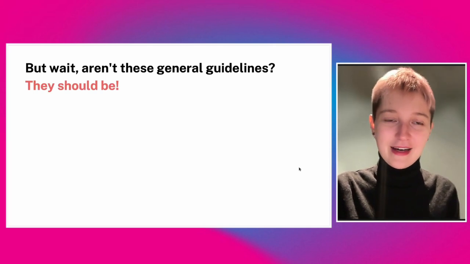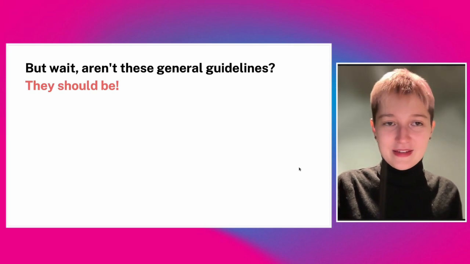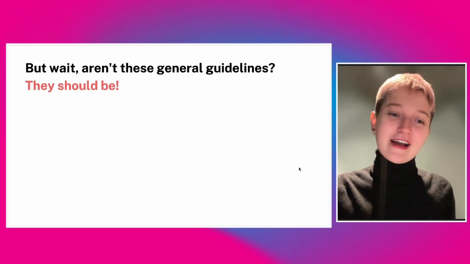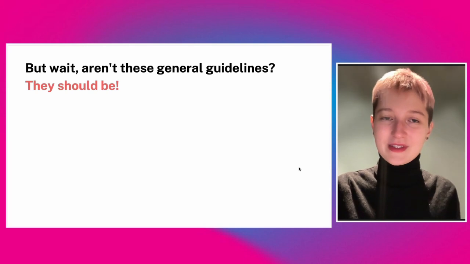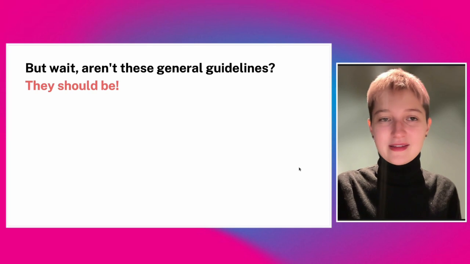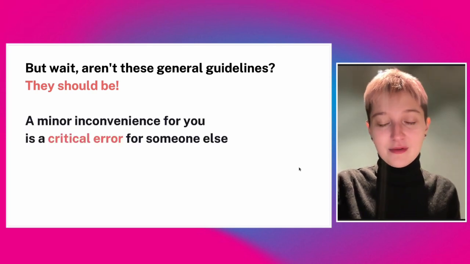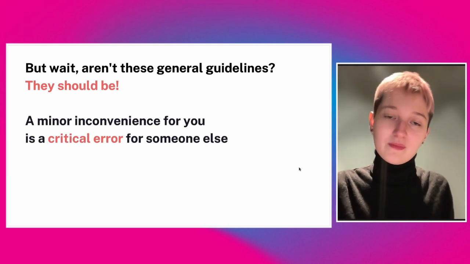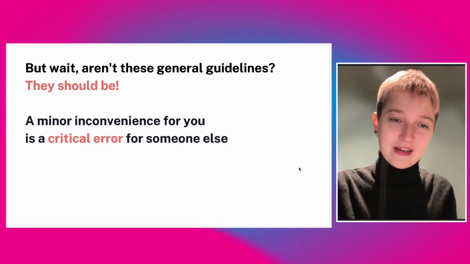This is the whole idea behind considering neurodiversity in design. This is why we're doing this, because if we make things friendly for people who fall on the neurodiversity spectrum, people who are considered neuroatypical, we also make these designs friendly for a wider group of people. And the reason why we're talking about this is that what is a minor inconvenience for yourself or for myself can be a critical error for someone else.